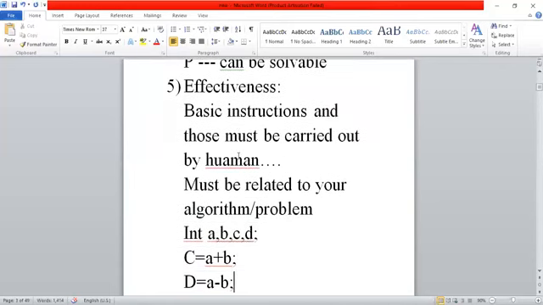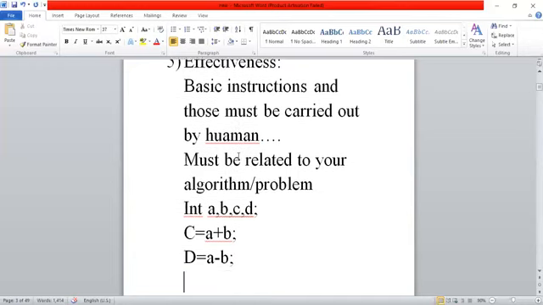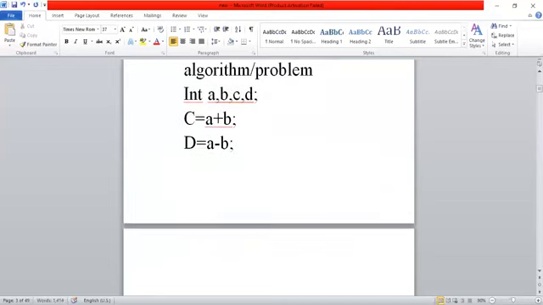Your instructions should be basic instructions, and they must be carried out. Okay? And whatever instructions you include must be related to your problem or algorithm. Is it clear now? So you are not supposed to include this statement for adding two numbers. Of course, you get the result here if you include the D, A, B properly in your program. The compiler may treat that statement as a correct statement, but it is an unnecessary statement in our problem. So these are the properties of an algorithm.